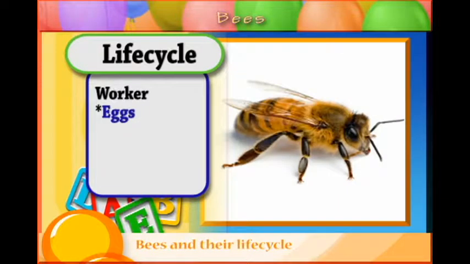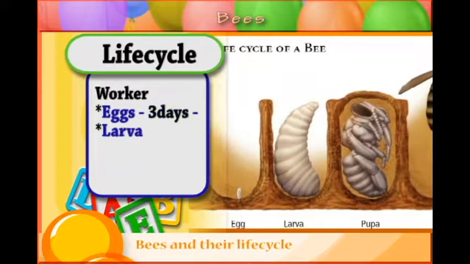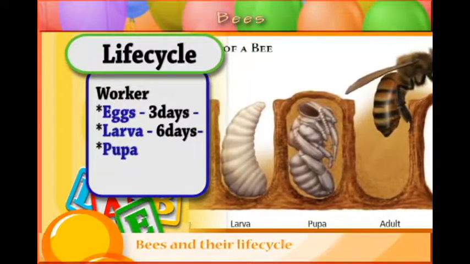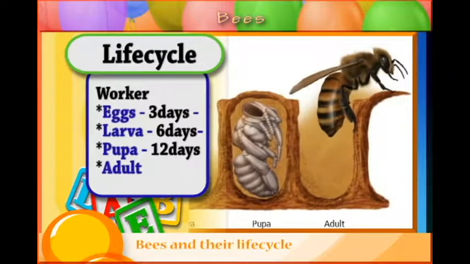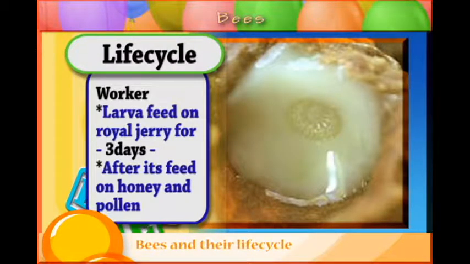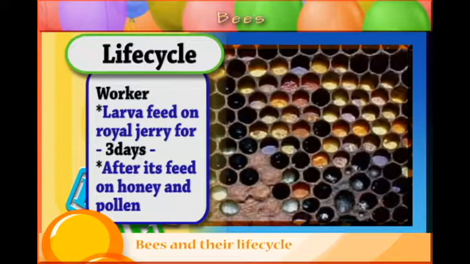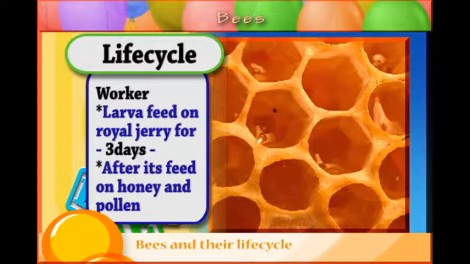Now when it comes to the worker, after the eggs have been laid, 3 days later they turn into the larva, 6 days later they turn into the pupa, and 12 days later they turn into adults. The larva is fed on royal jelly for 3 days, and after 3 days it is fed on honey and pollen. So this female is going to turn into a worker because it is fed on honey and pollen.